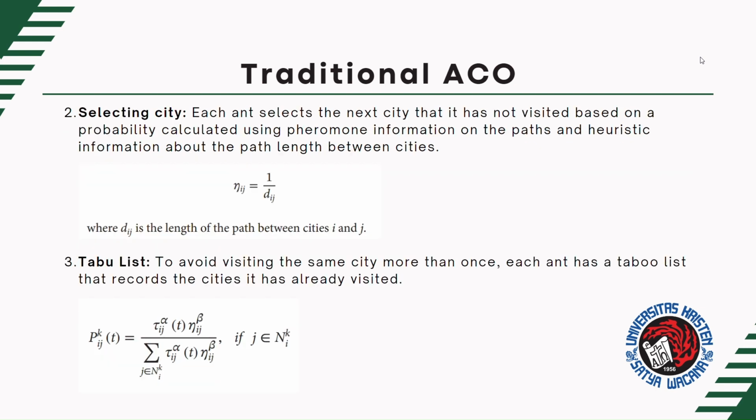For the second point, we have selecting city. It means each ant selects the next city that it has not visited based on probability calculated using pheromone information on the paths and heuristic information about the path length between cities. For the third point, we have tabu list. What is a tabu list? A tabu list is to avoid visiting the same city more than once. Each ant has a tabu list that records the cities it has already visited.